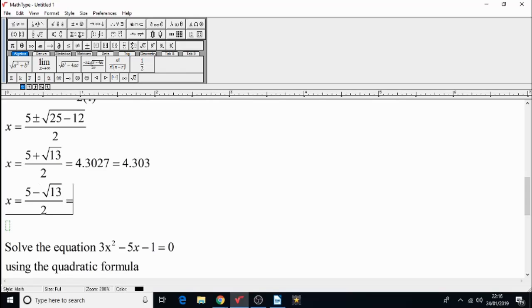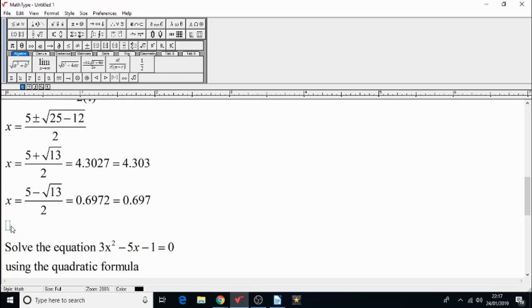So 5 minus the square root of 13 divided by 2 is equal to 0.6972. I like to write in 4 decimal places so that we know how to cancel it, then simplify it into 3 decimal places. So 0.6972 to 3 decimal places is 0.697. And that's 3 decimal places.